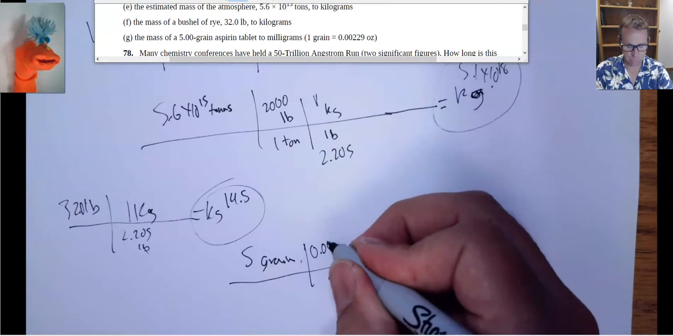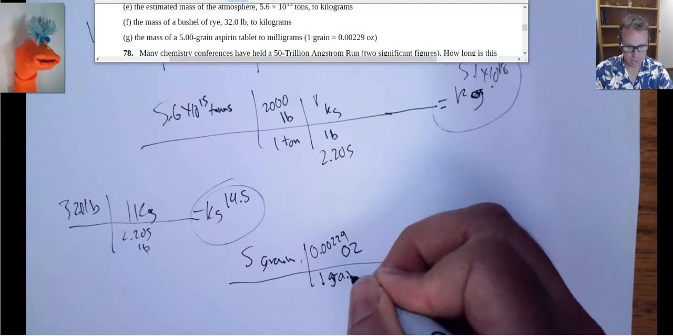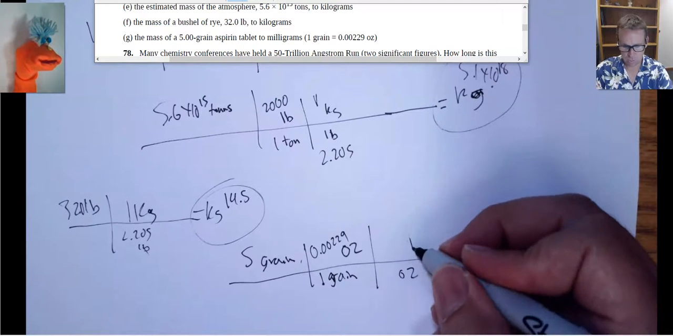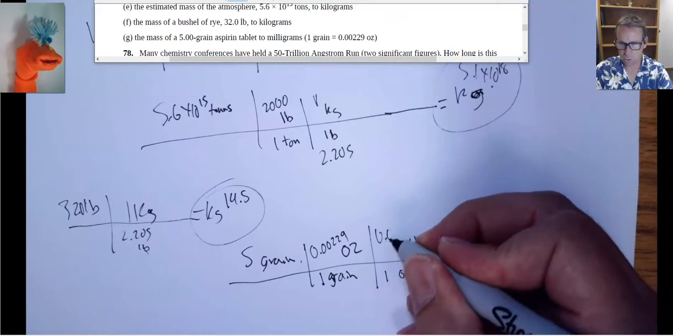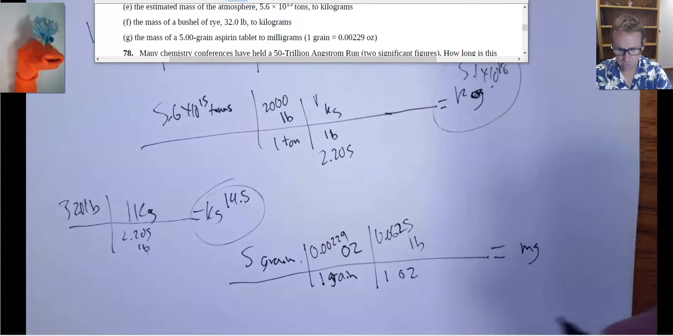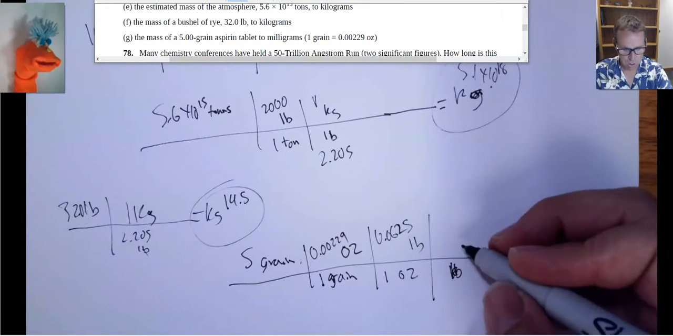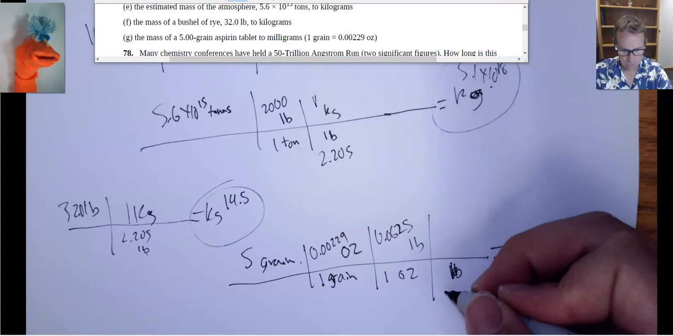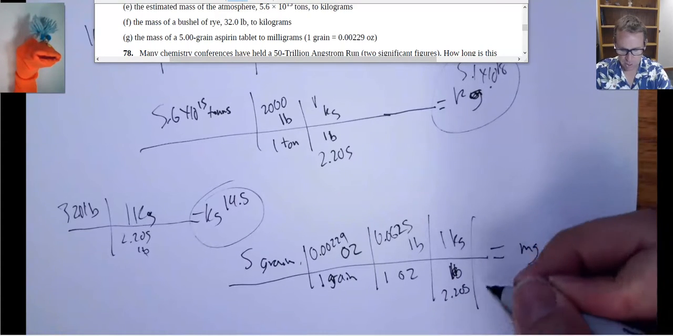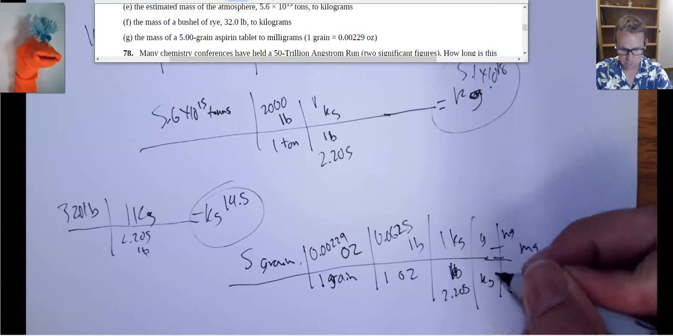All right, so 0.00229 ounces for every grain, and then ounces to pounds. 1 ounce, 0.0625 pounds. I popped that up on Google over there, and now I go from pounds to kilograms. 2.205 pounds for every kilogram. And then I can go from kilograms to grams, and then I can go from grams to milligrams.